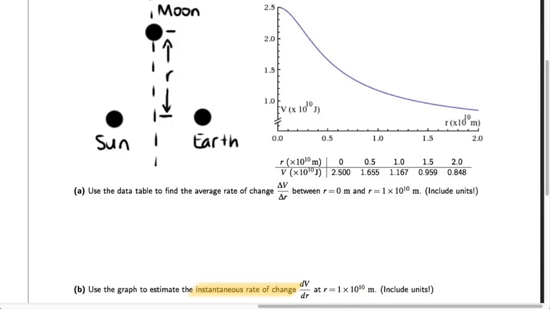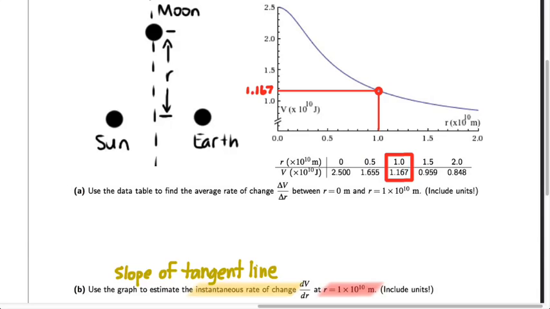Next we turn the page, and instead of asking about an average rate of change, we want to ask about an instantaneous rate of change. So because it's still a rate of change, we're still talking about a slope. The difference, though, is an instantaneous rate of change is not the slope of a secant line, but the slope of a tangent line. So that's the big change in wording and in philosophy in this problem. And that tangent line is taken at the point r equals 1 times 10 to the 10th meters. So that's the point labeled in red on the graph and highlighted in red on the data table.